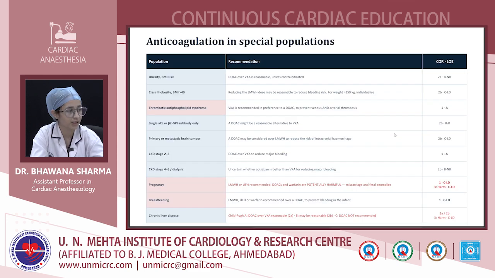So in special population, like if the patient is obese with BMI of more than 30, directly acting oral anticoagulants over vitamin K antagonist is preferred unless contraindicated. And if patient has antiphospholipid syndrome, vitamin K antagonist is recommended over DOAC.